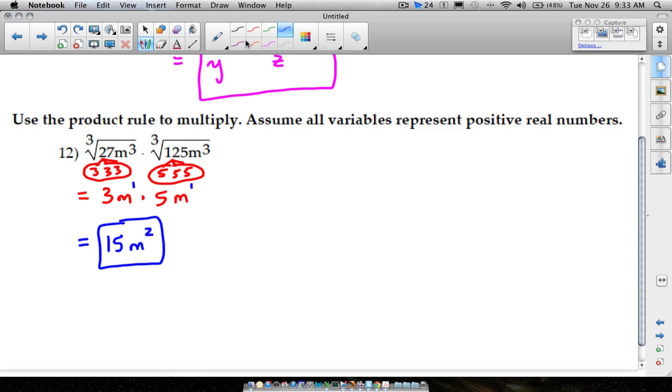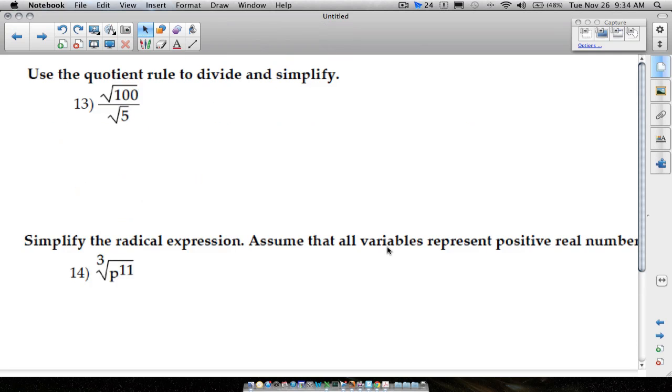Now again, the long way, it wouldn't have been wrong, but you could have multiplied these two numbers together and then try to break that number down, but I guarantee you end up getting 15m squared when it's all said and done. So look for shortcuts when you can. All right, number 13.